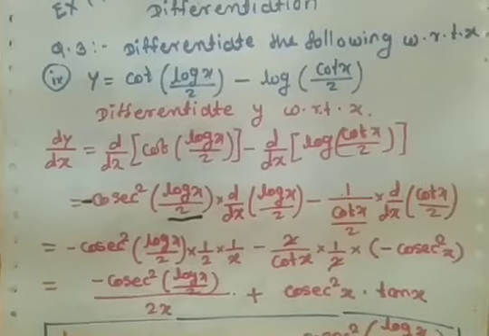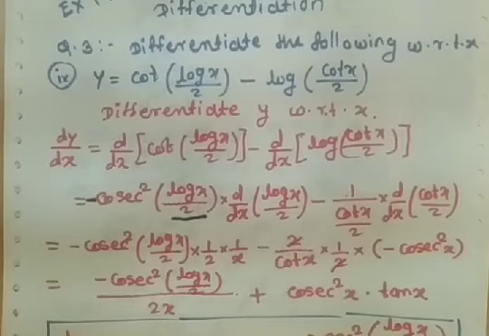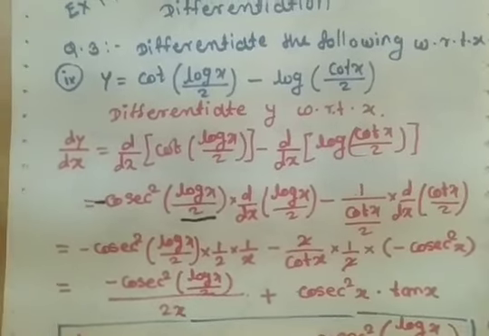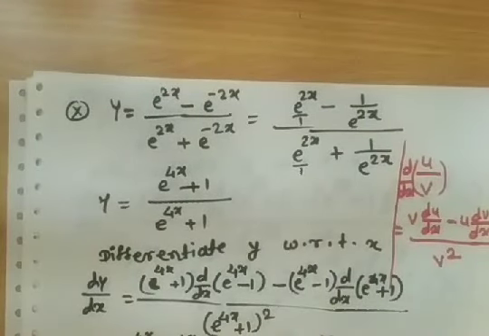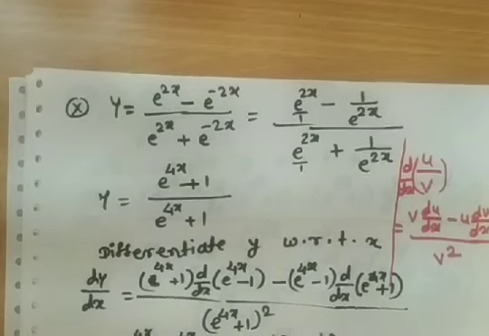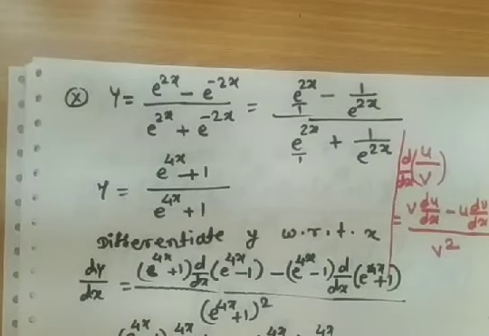Okay. Let us see the 10th question. Here, the 10th question is y is equal to 2 e raised to 2x minus e raised to minus of 2x divided by e raised to 2x plus e raised to minus of 2x.